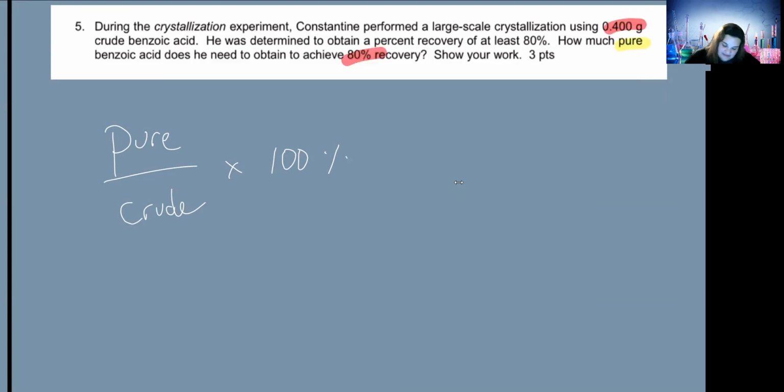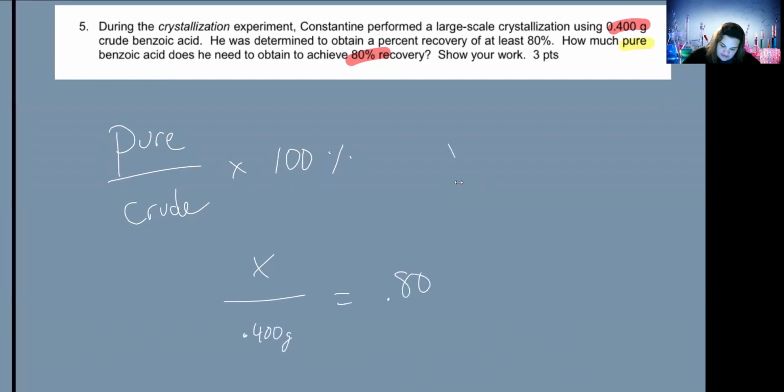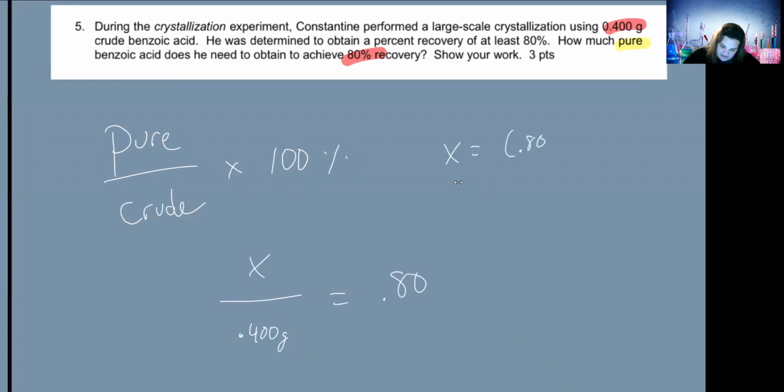So all we're going to do is set this up. Pure is X. Crude is 0.400 grams. Percent is 0.80. Cross multiply. And you get X is equal to 0.80 times 0.400. So X is equal to 0.32 grams. So you want 0.32 grams of pure benzoic acid to achieve 80% recovery. Okay.